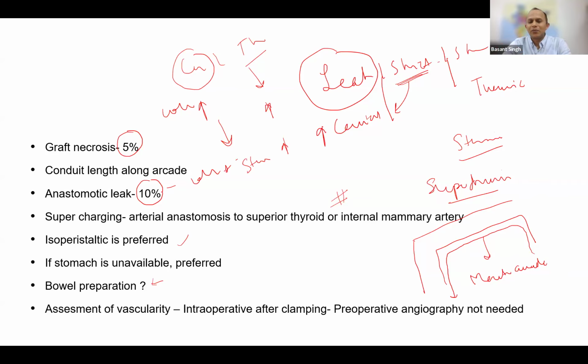All these values are very, very important. Okay? Remember this: graft necrosis, anastomotic leak rates, reflux symptoms, cervical leaks, thoracic leaks, very, very important.